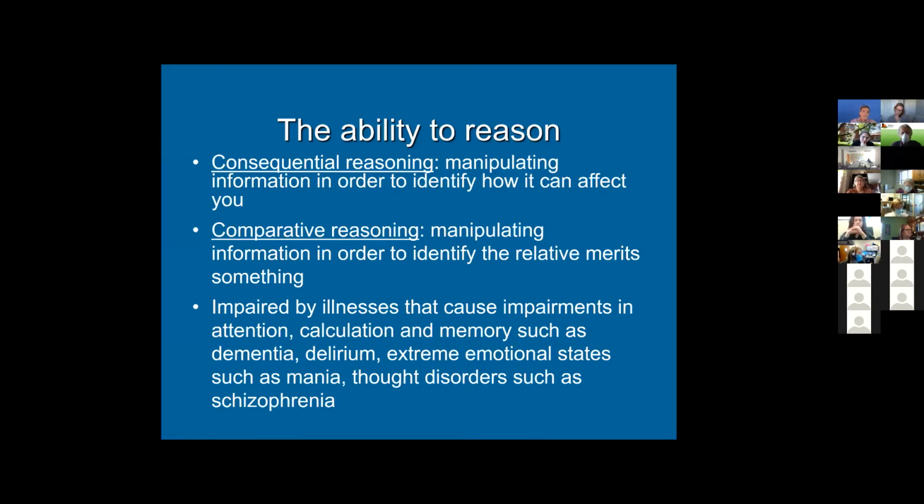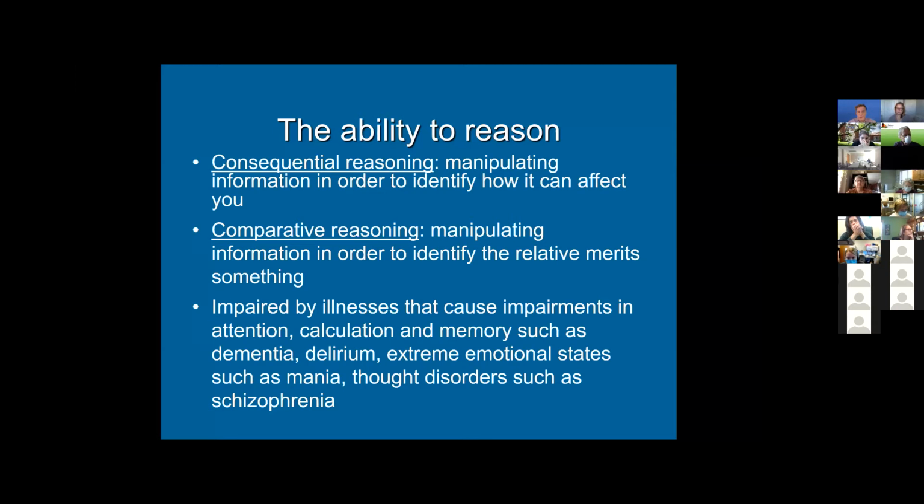So next up is the ability to reason. I've already mentioned this ability earlier, namely the case study where the person engaged in some comparative reasoning. I don't like this compared to that. But there's 2 kinds of reasoning: consequential reasoning and comparative reasoning. Consequential reasoning describes our ability to manipulate information in order to identify how it can affect you. And I'll give you a good STEM question I ask for that one. And comparative reasoning asks someone to identify the relative merits of something.